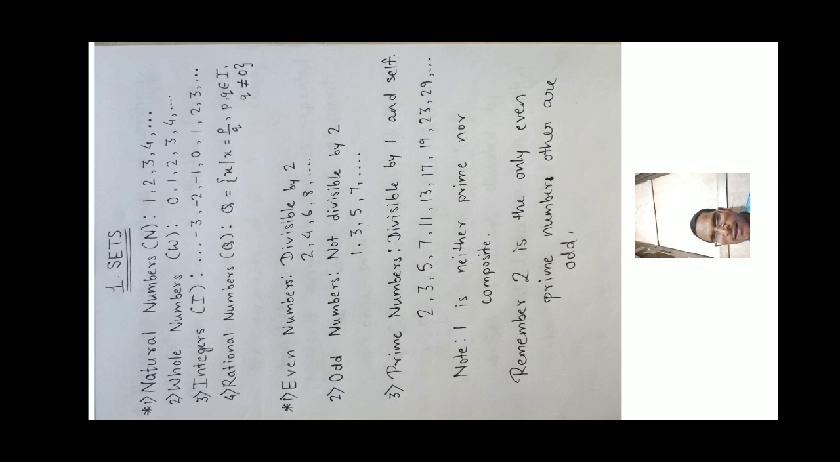Clear with this? We have seen natural numbers starting from 1, 2, 3, 4, whole numbers starting from 0, integers all negative, all positive and 0, rational numbers those numbers which are in the form of p upon q, or you can say numerator upon denominator. And remember, denominator in maths cannot be 0. Then we have studied even numbers and odd numbers. Even numbers, those numbers divisible by 2. Odd numbers, those numbers which are not divisible by 2.